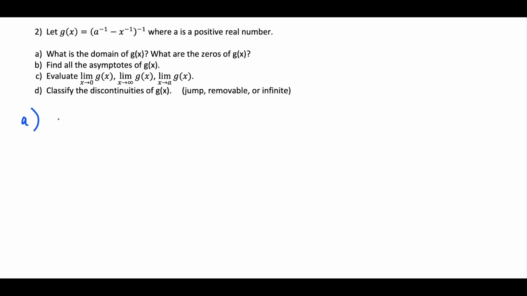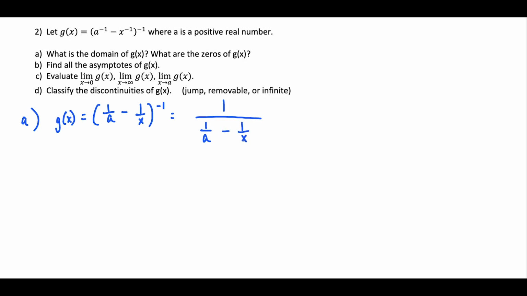Okay, for question 2, we're starting off here looking for the domain of g of x. And one thing that'll help us here to find the domain is to rewrite g of x in an alternate form, so then it's more obvious which values of x are going to be restricted. Now, one thing to note here is that a represents a positive real number. So when we rewrite this, we have a to the negative first power, we could call 1 over a. And minus x to the negative first power, we could write as 1 over x. And this whole term in parentheses is raised to the negative first. So then I could rewrite this whole thing as 1 over, and we have 1 over a minus 1 over x.